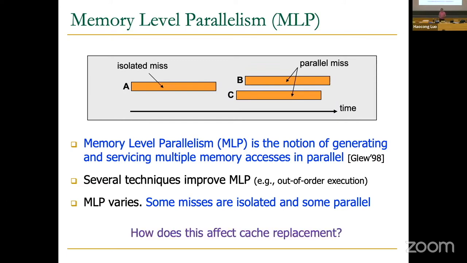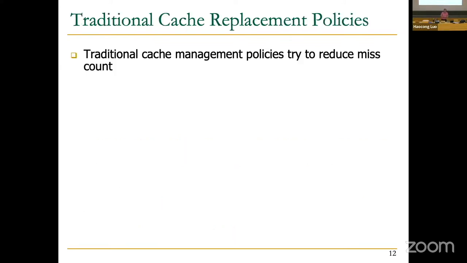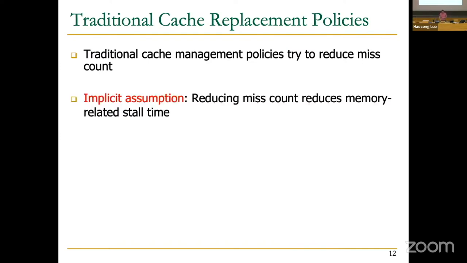Now, the question is, how does this affect cache replacement? This clearly affects a lot of things, actually. I'm happy to talk about it some other time, perhaps, but let's look at cache replacement since we're talking about caching. So basically, the issue is traditional cache replacement policies, whatever we talked about yesterday, don't take this into account, even though this is actually important. And the realization of this is actually very interesting.